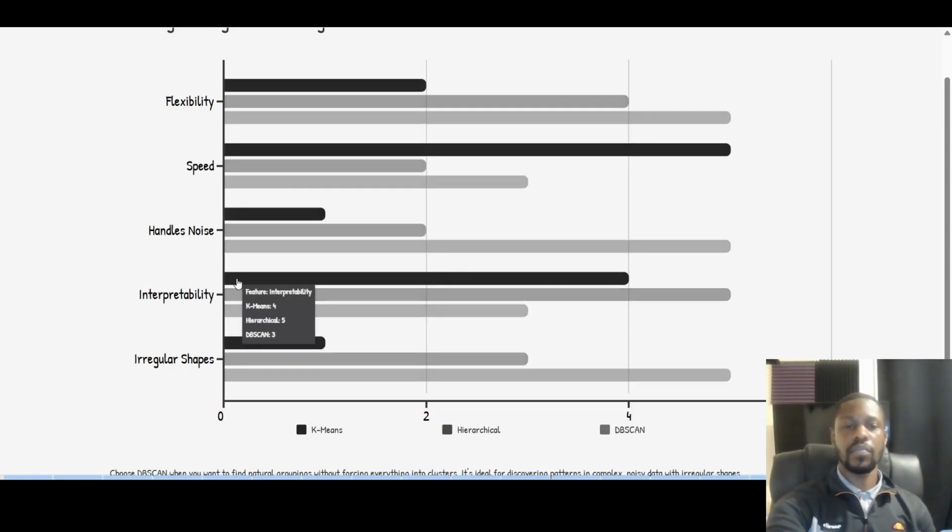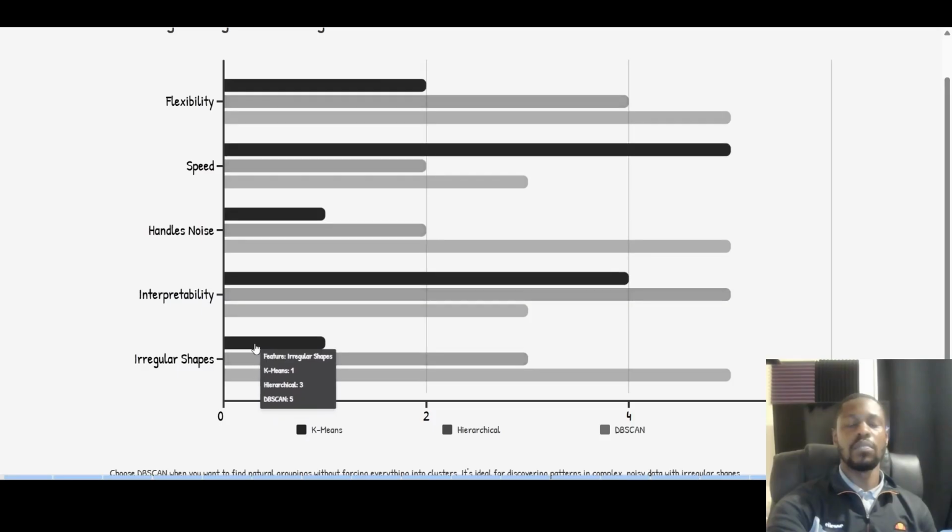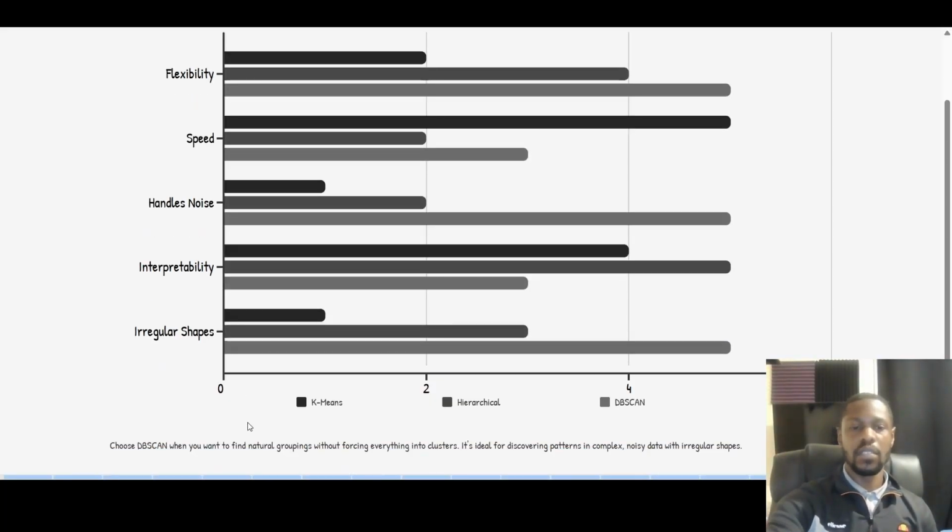Interpretability, of course, hierarchical would be the best as it shows all the relational data. K-means is pretty good. Density-based scan would be the worst in this case, but it's still not terrible. And of course, irregular shapes. We know that k-means forces everyone into groups where we want low variance, so we want the groups to all be of similar shapes and sizes. So this would be the worst in terms of irregular shapes. Hierarchical is not bad. Density-based scan is the go-to. So choose density-based scan when you want to find natural groupings without forcing everything into clusters. It's ideal for discovering patterns in complex, noisy data with irregular shapes.